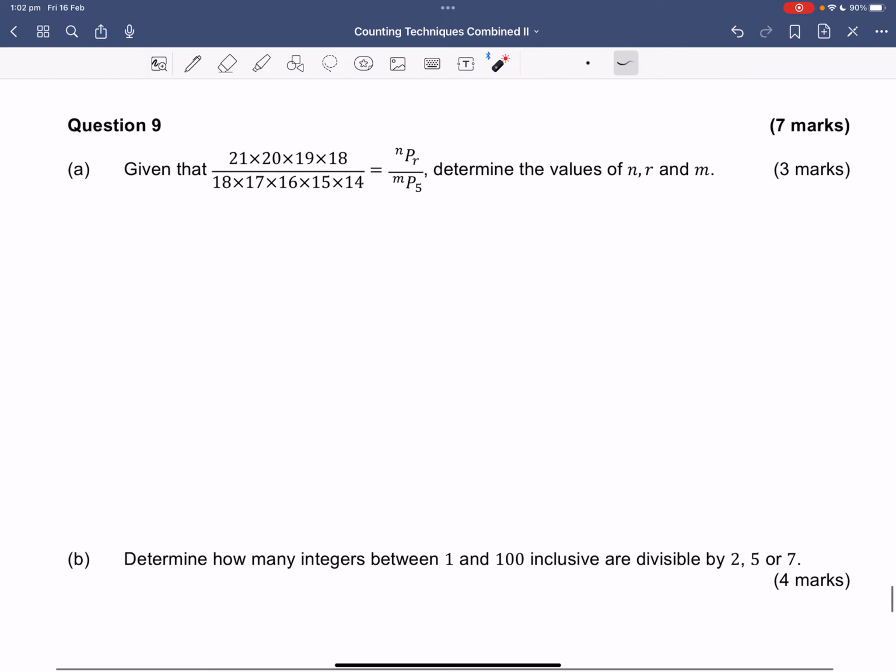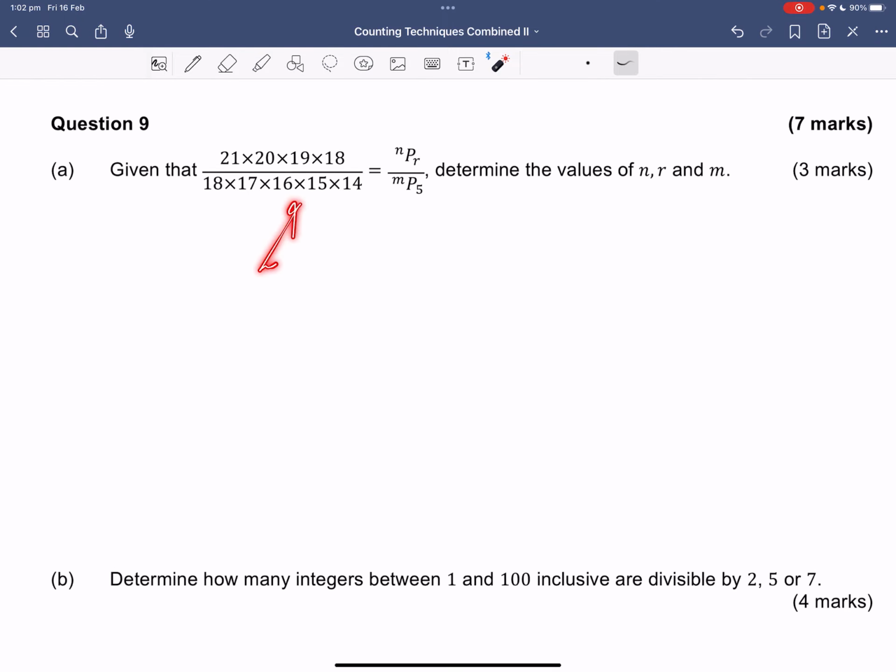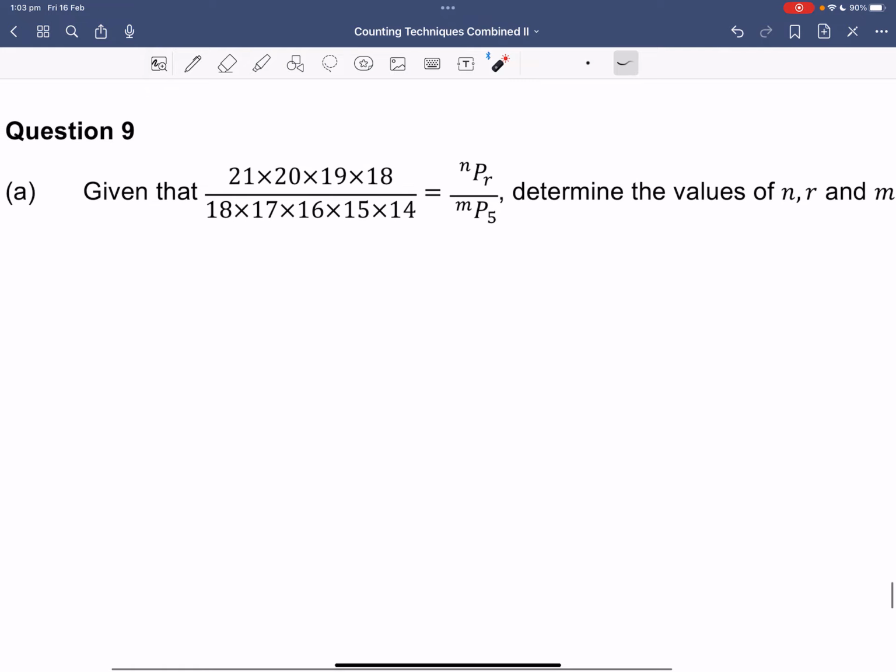Alright, question 9. Given that 21 times 20 times 19 times 18 is this, determine the values of n, r, and m. Okay, so we should all know the formula for nPr by now. nPr is n factorial on n take r factorial. So just knowing this should be more than enough to do these questions.